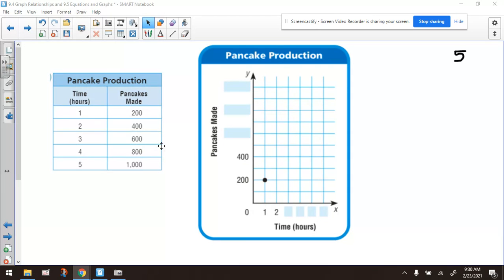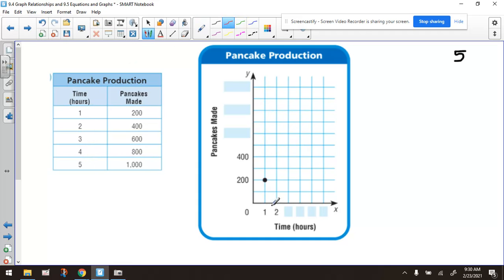So on slide number 5, you have this image, look for it, and they give us a t-table with the independent variable being the time in hours and the dependent variable being pancakes made, and they give us this unfinished graph that we have to finish. So the first thing we should be looking at is figuring out what are the intervals here for this x-axis. So it looks like it's sequential, 1, 2, right? And they give us 1, 2, 3, 4, 5. So we have to fill in the numbers.